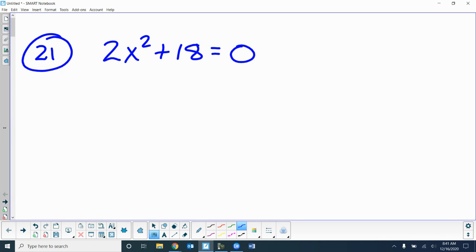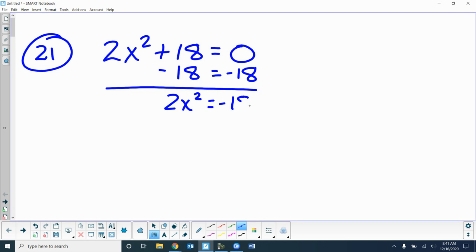or factoring or anything. You can just get the x squared alone. So we're going to subtract the 18 and divide by 2 first, so that the x squared is alone. Now what can I do to both sides? Square root. So when that b isn't in there, like this one, just get the x squared alone and square root both sides.